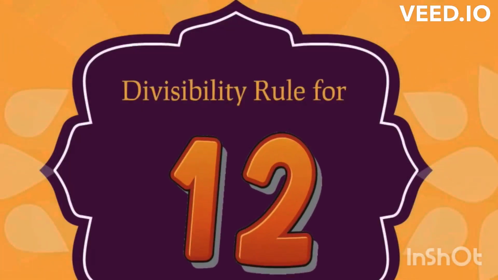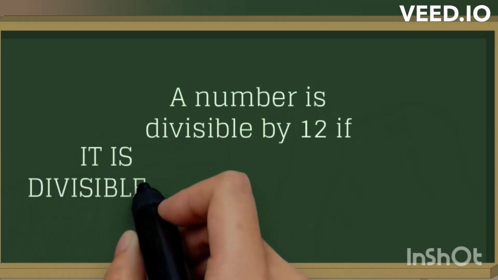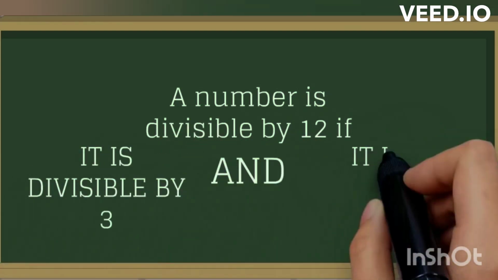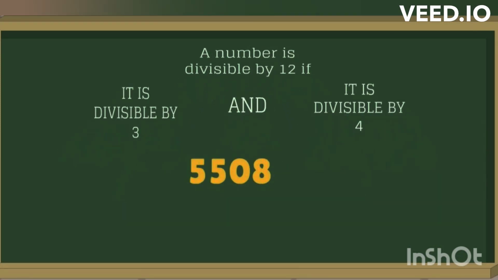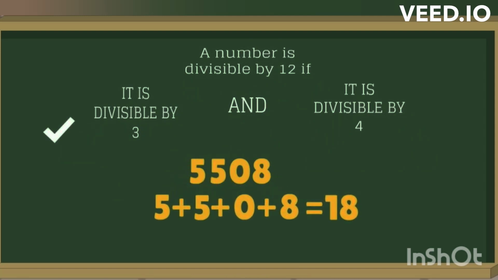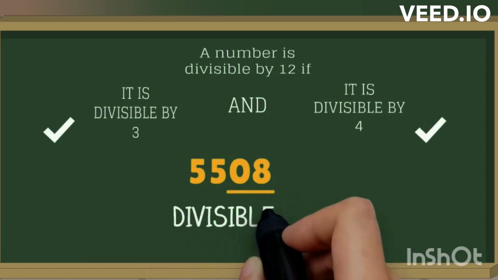Divisibility rule for 12. A number is divisible by 12 if it is divisible by 3 and divisible by 4. For example, 5,508 is divisible by 3 because its sum is 18, and this number is divisible by 4 because its last two digits are divisible by 4.